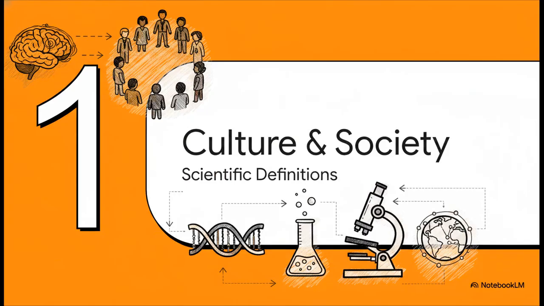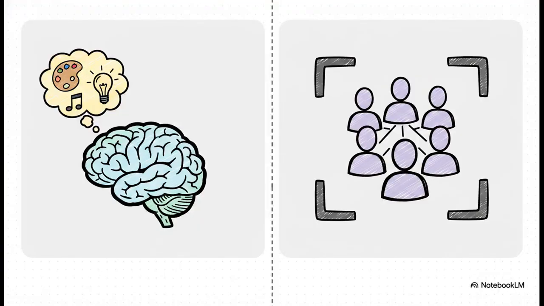Section 1. Defining culture and society. To really get into the sociocultural dimension, we need to set up a solid scientific baseline. People throw around the words culture and society all the time, like they mean the exact same thing, right? But pedagogically speaking, they are definitely distinct.